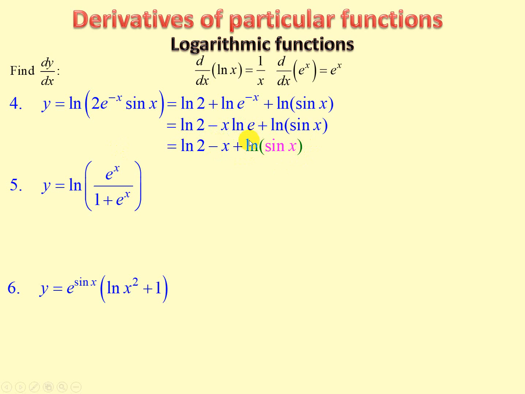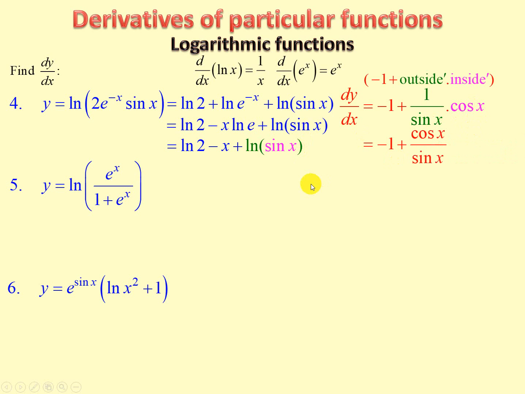And this one here is a composite, the third term is a composite, it's chain rule. So, minus 1, notice the ln 2 is gone. So minus 1 is the derivative of minus x, plus, and then the outside is ln, the inside is sine of x. So the outside prime is 1 over sine of x, 1 over u, times the derivative of the inside, the derivative of sine is cos. Which we can simplify a bit, and it looks neater still if we write it as cot x minus 1.